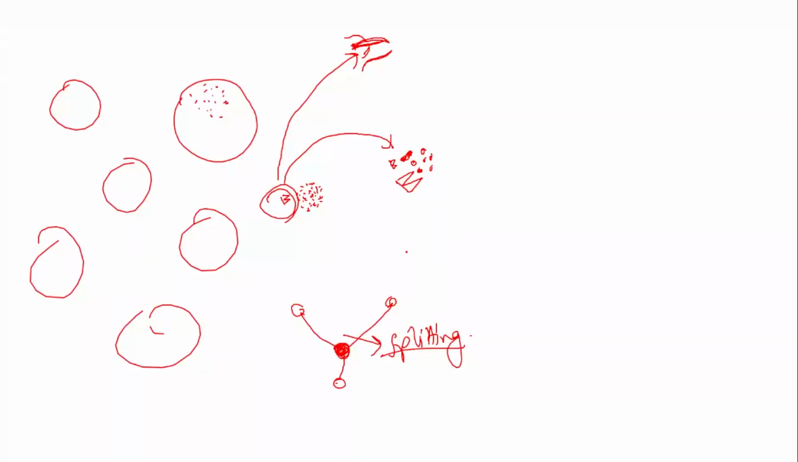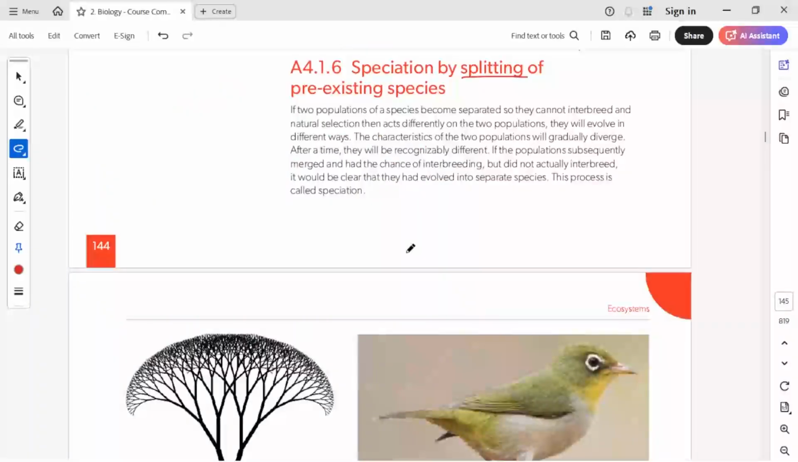Certain finches, if the food was sufficient but the space on which the food is available is very limited, in that condition they started eating the food at night time. So nocturnal finches also developed in that way. That is how the splitting of a single species into several different kinds of species took place, and this actually led to the evolutionary process. So if two populations of a species become separated, they cannot interbreed, and natural selection then acts differently on the two populations.